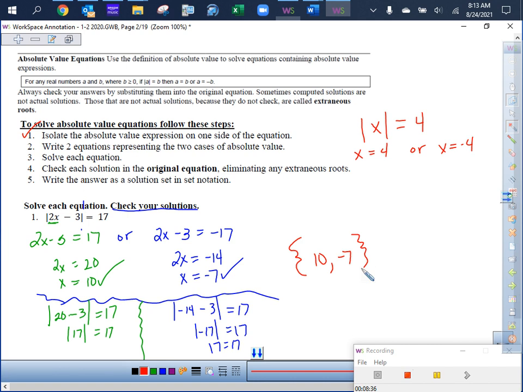But it's not parentheses. This is not an ordered pair. This is not a point on the graph. These are our solutions, right? 10 and negative 7 in there.